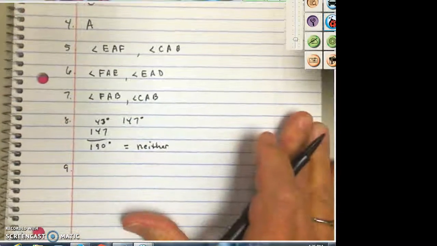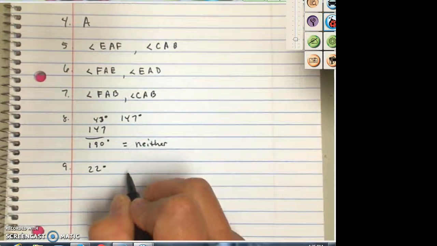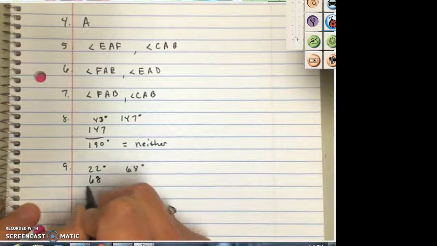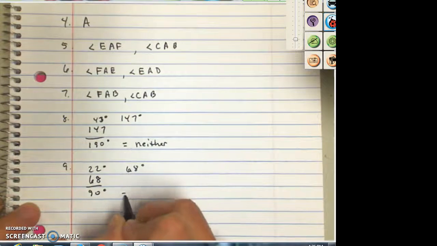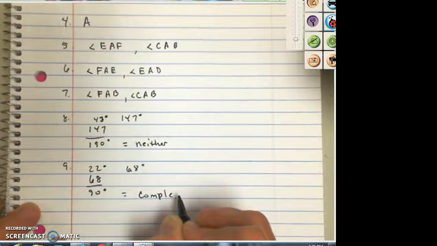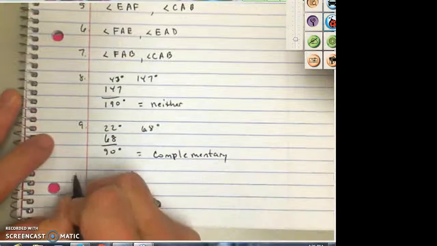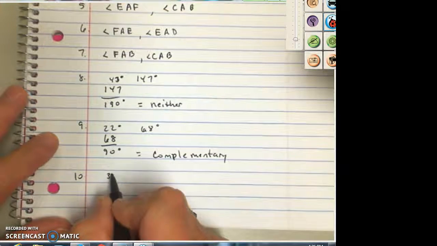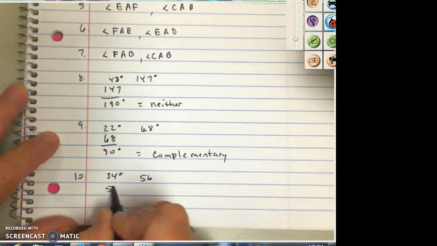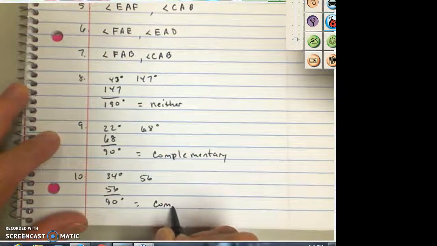Number 9, we have a 22 degree angle and a 68 degree angle. If we add those two together, they add up to 90 degrees, complementary. And make sure you spell it correctly. And number 10, we have a 34 degree angle and a 56 degree angle. If we add those two together, it is 90 degrees. And of course, that is complementary again.